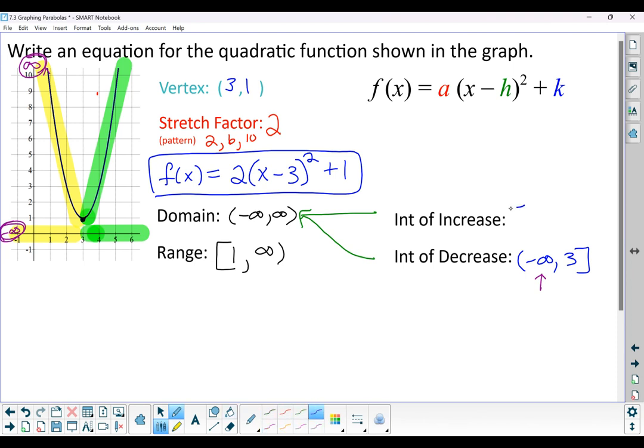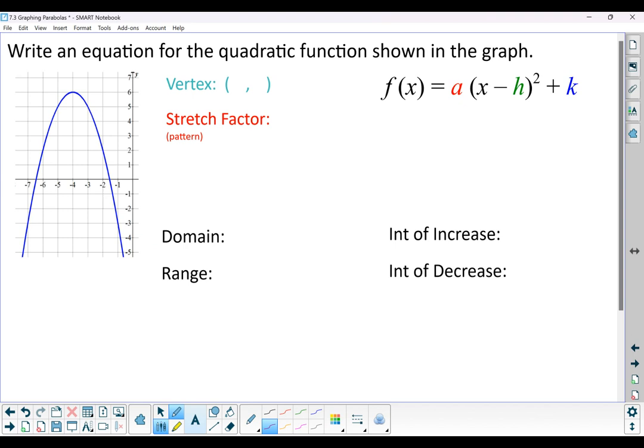So our increase starts at the vertex and goes to infinity. And again, it's this infinity that we're talking about. We're breaking up this domain. So together, that makes the whole domain of negative infinity to positive infinity.